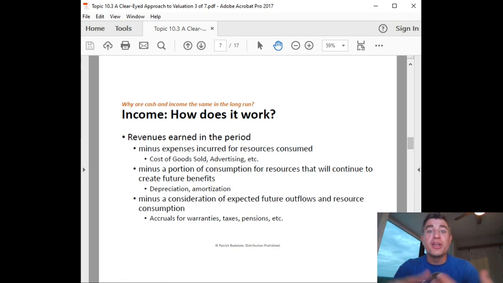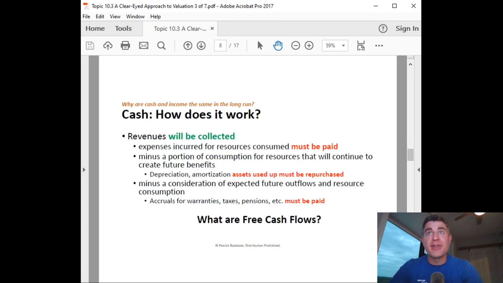Depreciation, amortization, reflecting resources consumed during the period to run our business and generate revenue. Minus a consideration of expected future outflows and resource consumption going forward. So the accruals for warranties, taxes, pensions, stuff like that. Those all reflect, through accrual accounting, the anticipated future cash outflows, because these are expenses. But all of this is getting at the fact that income basically tries to represent the wealth created for the investors in a period. That's what we have there.